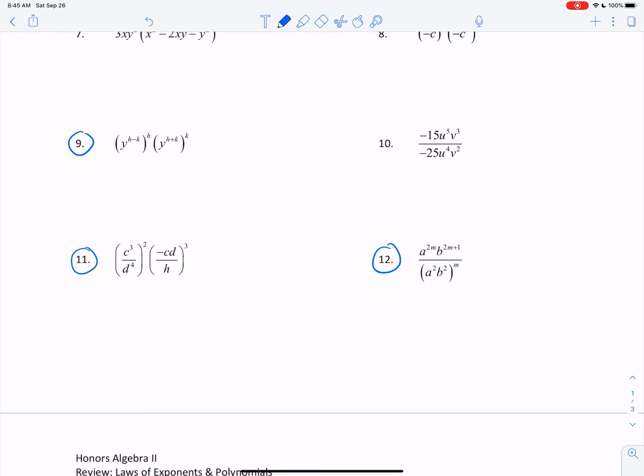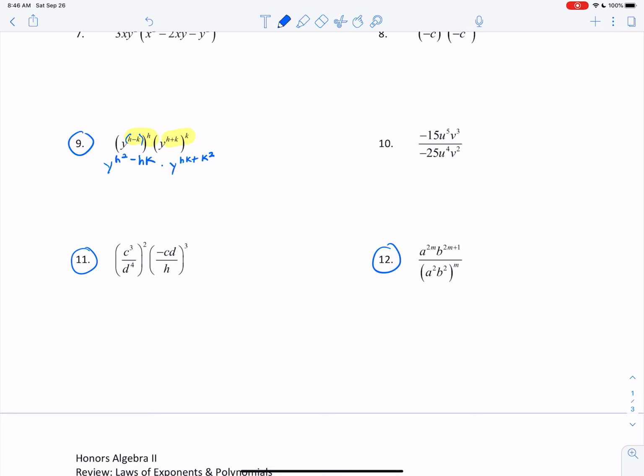First thing I'm going to do here is take care of these powers. When you take a power of a power, you multiply the exponents. But I need to make sure I'm multiplying this quantity h minus k times h. So that is going to look like y to the h squared minus k times h, or hk. Taking care of the next power, we're going to do the same thing. We're going to multiply h plus k times k. That's going to give us y to the hk plus k squared.